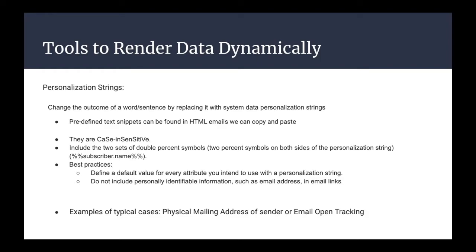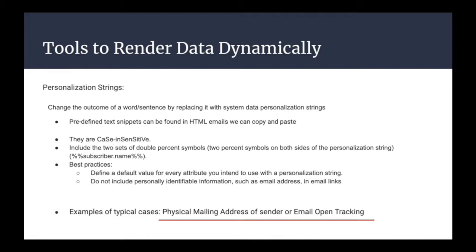Some of the best practices to follow when using personalization strings are to define a default value for every attribute you intend to use with a personalization string. Don't include any identifiable information, such as email address, in email links. And then an example of a typical case to use personalization strings would be in a physical mailing address or sender or email opening tracking.